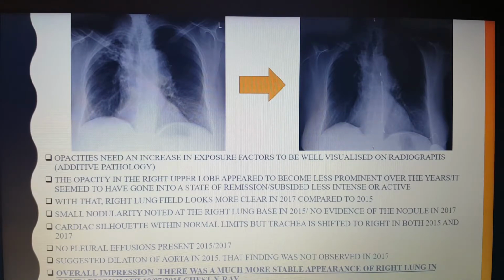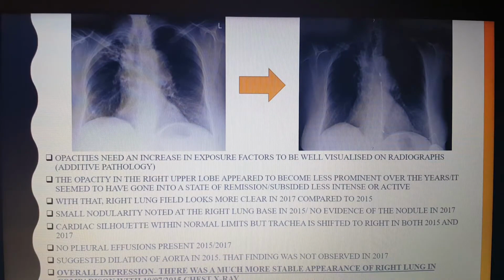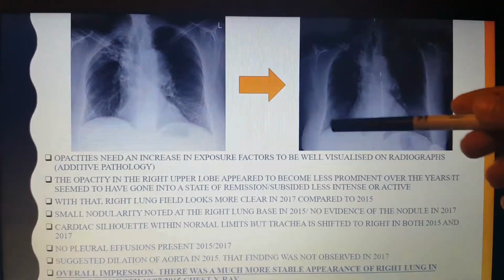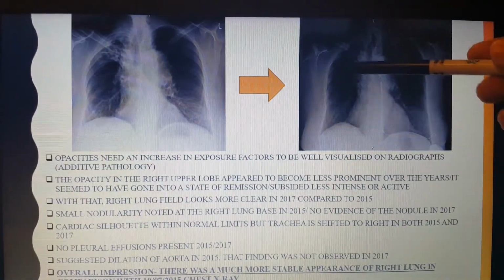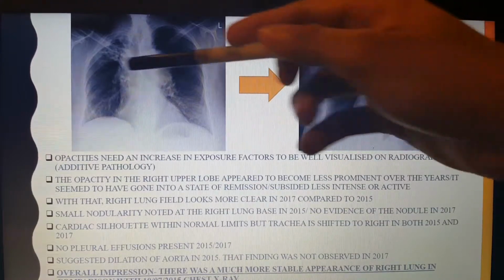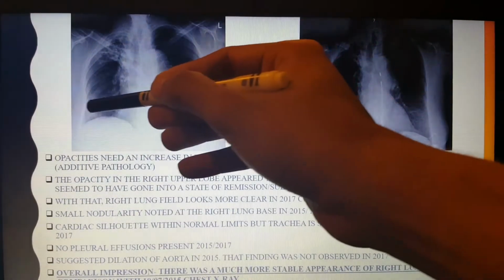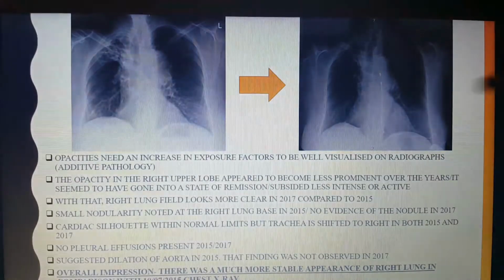Also, with that said, I thought that the right lung appeared more clear in the 2017 chest X-ray, comparing it to the 2015. Now, as you can see here, it appears to be much clearer, with more penetration than in the 2015 chest X-ray. These changes could have been a result of the treatment and antibiotics the patient was on. Also, the small nodularity noted at the right lung base in 2015, as you can see in this area here, is not visible in the 2017 chest X-ray.